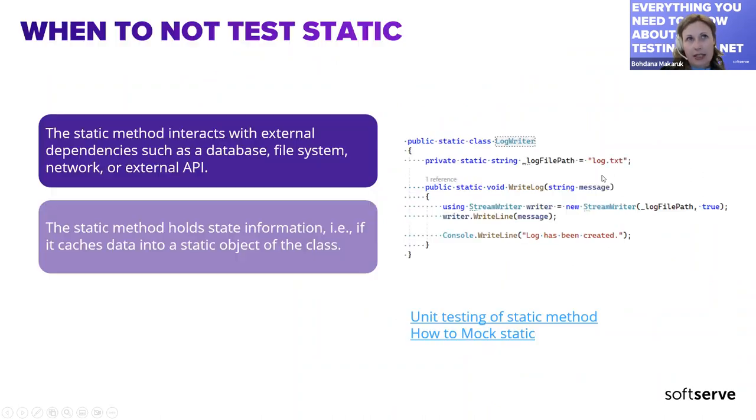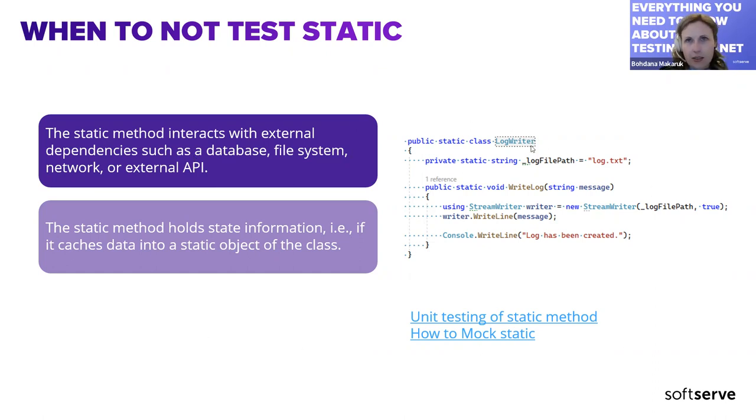Also, here I added a bit of information about testing statics, because it can be tricky and challenging because of the dependencies inside. With static methods and classes, we do not create an instance. And here we have limited control over dependencies inside. Static classes and methods often rely on static methods or external resources. So static can have static inside, or it can rely on databases, file systems, network, some external APIs.